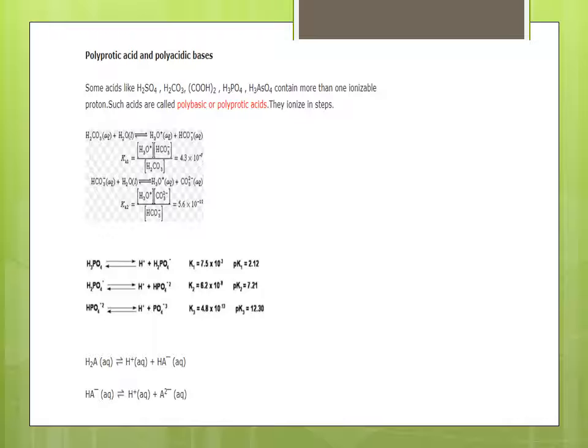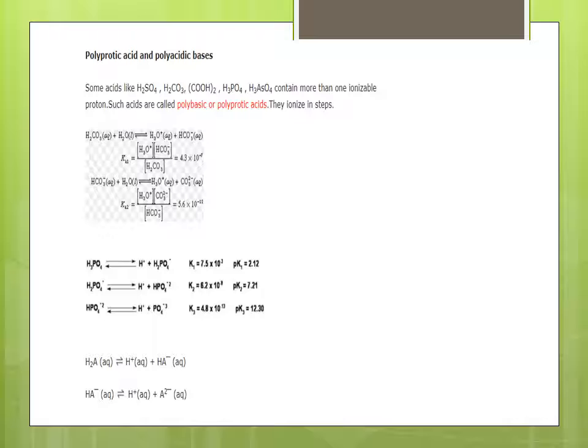Now, what is the value of pK1? Actually, pK1 means minus log K1. It is like pH. We will discuss the topic of pH in the coming lectures. But you have studied the topic of pH a little bit in your class 10th. No doubt it will be studied in detail in the coming lectures.